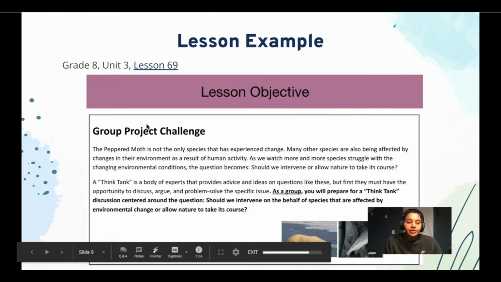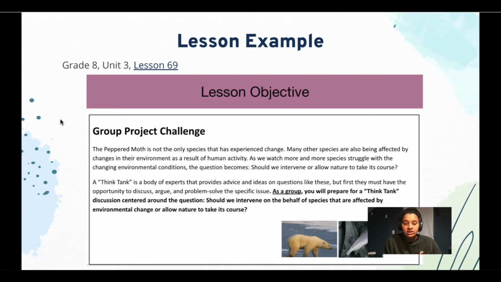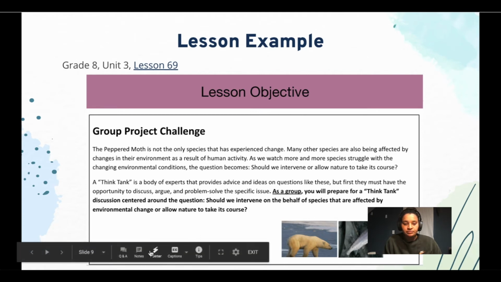All right, so I'm going to show you how to use the dictionary strategy in the Grade 8, Unit 3, Lesson 69. This strategy, of course, can be used in most lessons, but I'm going to specifically look at this lesson because it's the start of a group project challenge. So this is a screenshot from the lesson objective, the presentation that shows the lesson objective. So this project is asking students to work in a group to answer the question, should we intervene on the behalf of species that are affected by environmental change or allow nature to take its course?